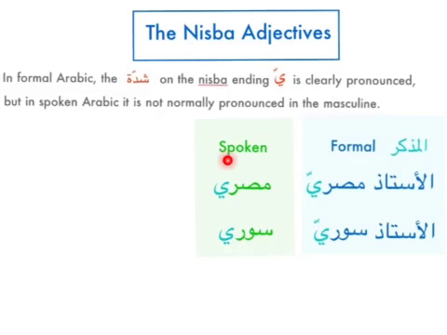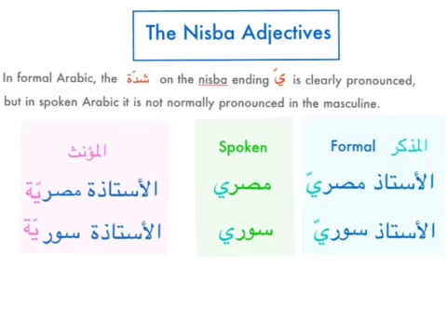However, in spoken Arabic, in عامية, you notice there is no shadda on the ya, so you say الأستاذ مصري, الأستاذ سوري. With مؤنث, feminine, in formal Arabic, we say الأستاذة مصرية, الأستاذة سورية. The female professor is Egyptian, the female professor is Syrian. And in spoken Arabic, for feminine nouns, it's the same.